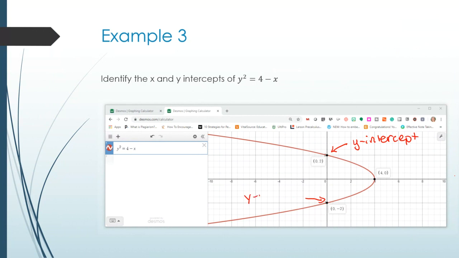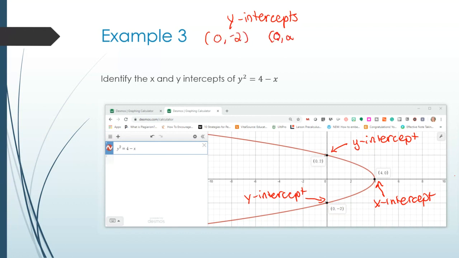This is also a y-intercept. And then this says an x-intercept. Or you can write it down like: y-intercepts are (0, -2) and (0, 2). X-intercepts, there's just one of them, which is (4, 0). So that's another way to show your work for that problem.